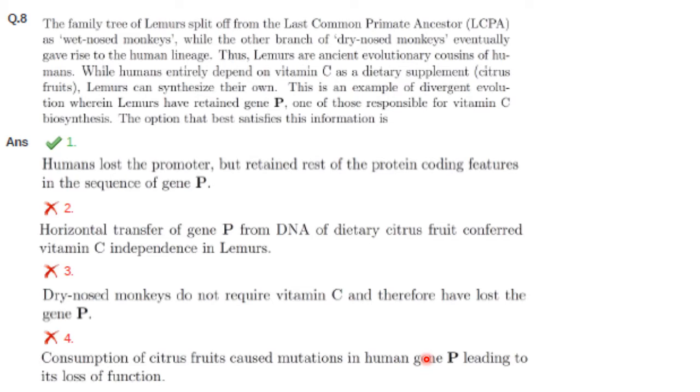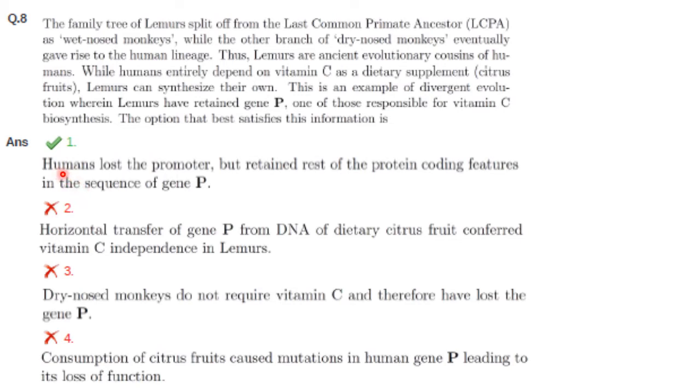So consumption of citrus fruit did not cause any mutations, because despite the lack of gene P, humans are consuming citrus fruit. And consumption of citrus fruit did not cause any mutations in human gene P. So during evolution itself, it was lost. So option 4 is also not correct.